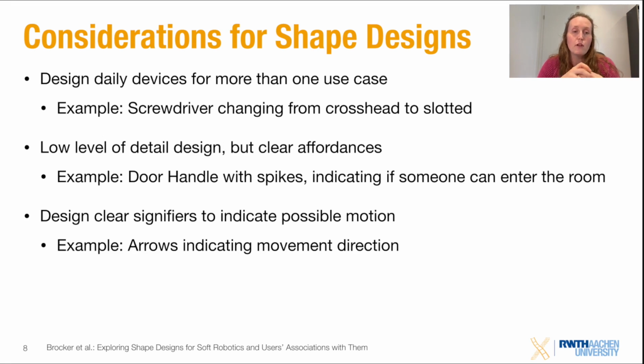We derived the following considerations for shape change designs. Design daily devices for more than one use case, for example, a screwdriver that can change from crosshead to slotted. Also, it's important to have a low level of detail in the design but clear affordances, for example, a door handle with spikes indicating if someone can enter the room. And design clear signifiers to indicate possible motion, for example, arrows indicating movement directions.